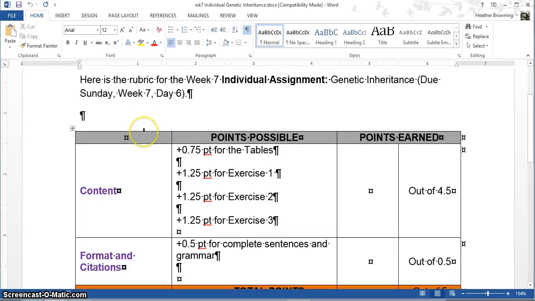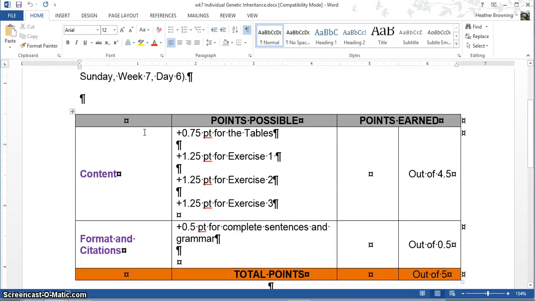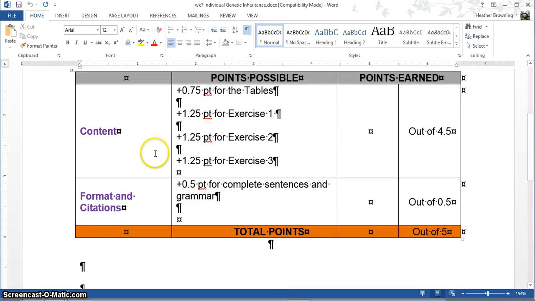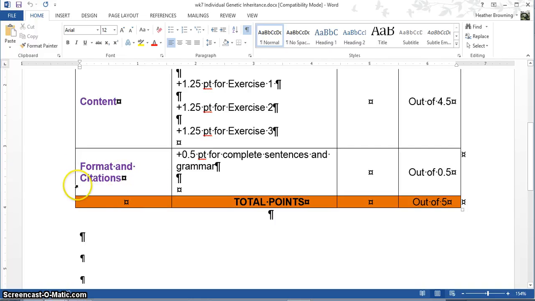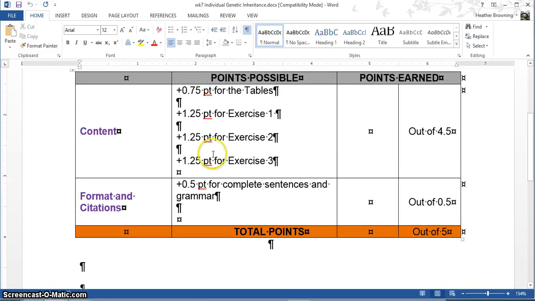Okay, here's the rubric for the lab on genetic inheritance. So we got 3 exercises at 1 1/4 point each, 3/4 a point for the tables, and then you will have your grammar at 1/2 a point. So it's pretty standard, lets you know there's 3. Let's go over and walk through the lab. Just in case I didn't record that part, we got 3 exercises, 1 1/4 each, 3/4 for the tables. Let's go over now to the lab walkthrough.